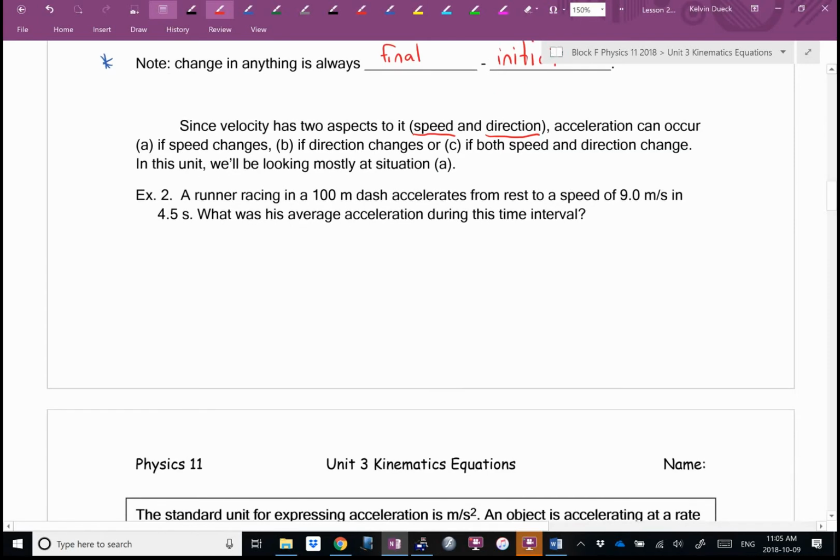All right. Runner is racing a 100-meter dash, and they accelerate from rest to a speed of 9.0 meters per second in 4.5 seconds. What was his average acceleration?